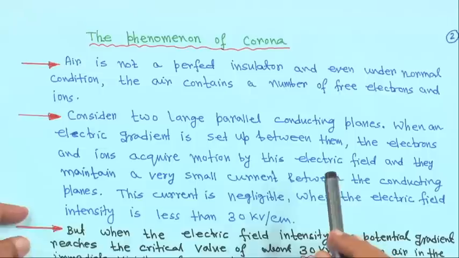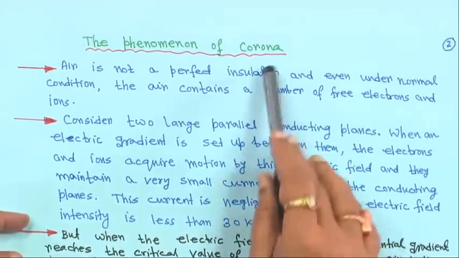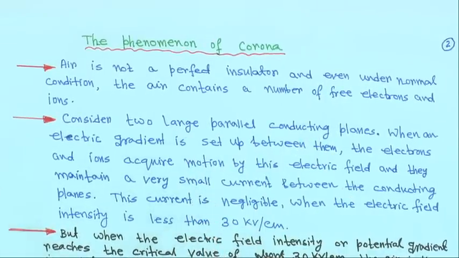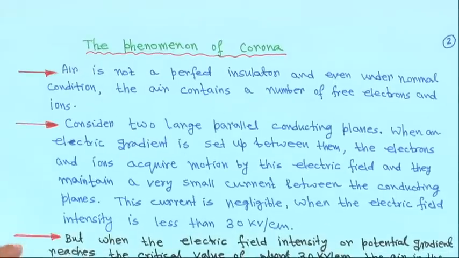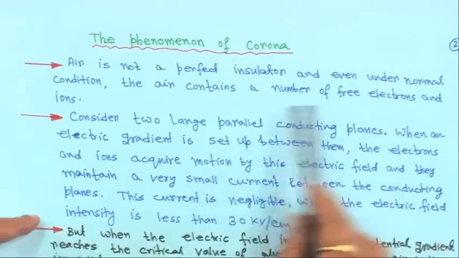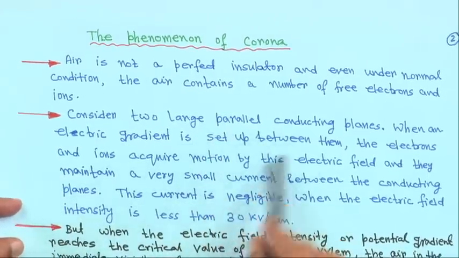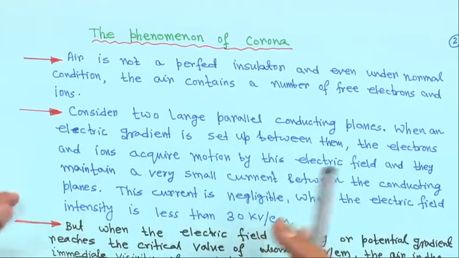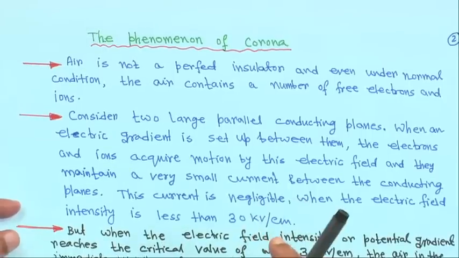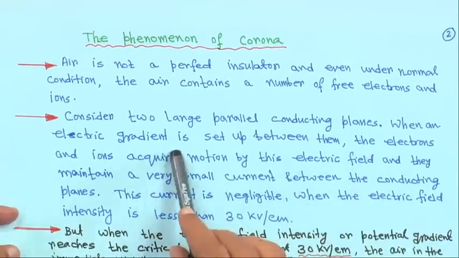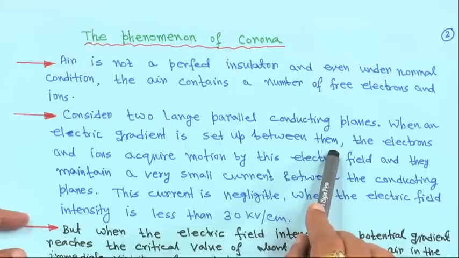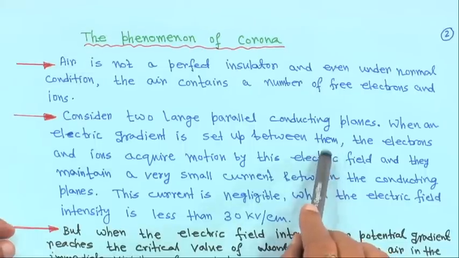Now, the phenomenon of corona. Air is not a perfect insulator, as you know, and even under normal conditions the air contains a number of free electrons and ions. Now consider two large parallel conducting planes and apply voltage across them, that means an electric gradient is set up between them, as you apply a potential across them.